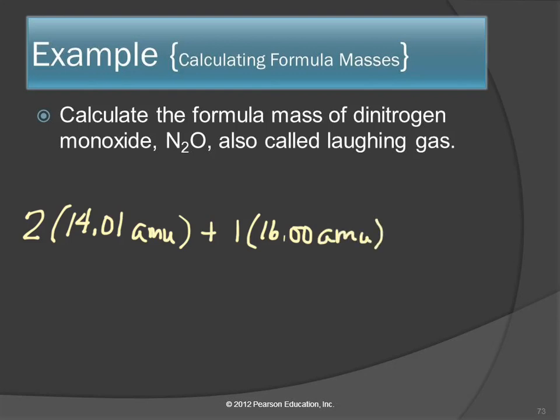Now, your periodic table may give slightly different numbers. It may give more significant figures, and that's fine. I'm just going to use the one that has them rounded to 4 sig figs. And so I'm going to get my calculator out.